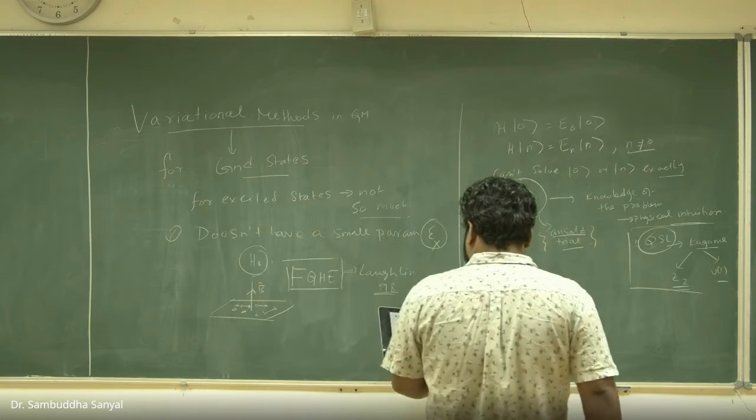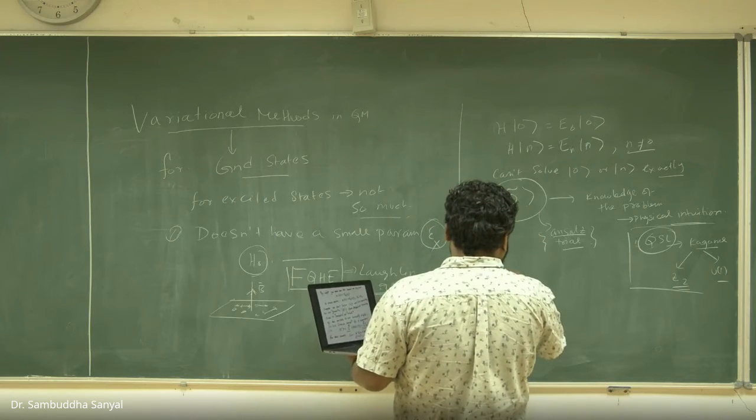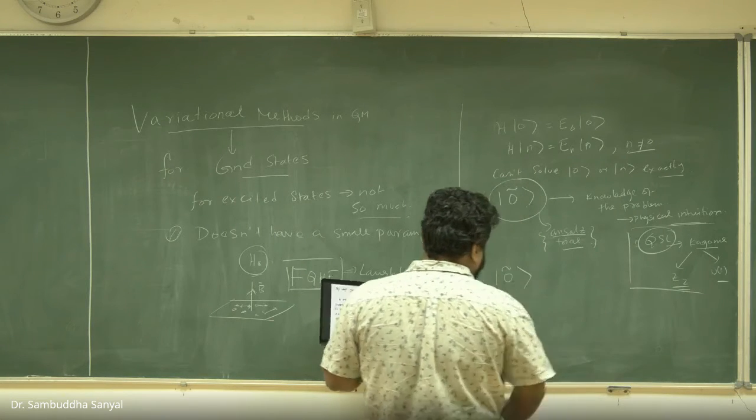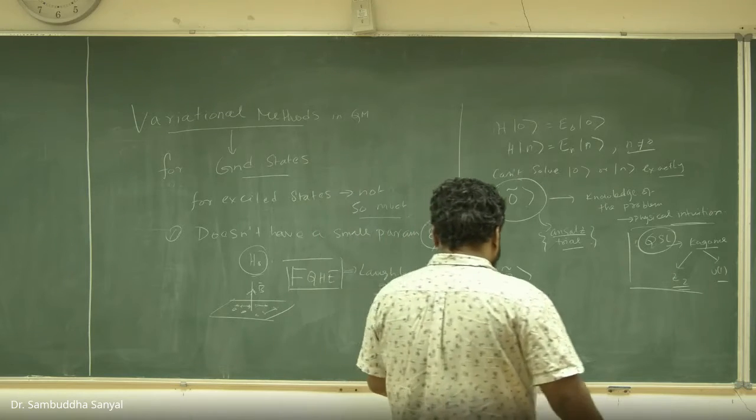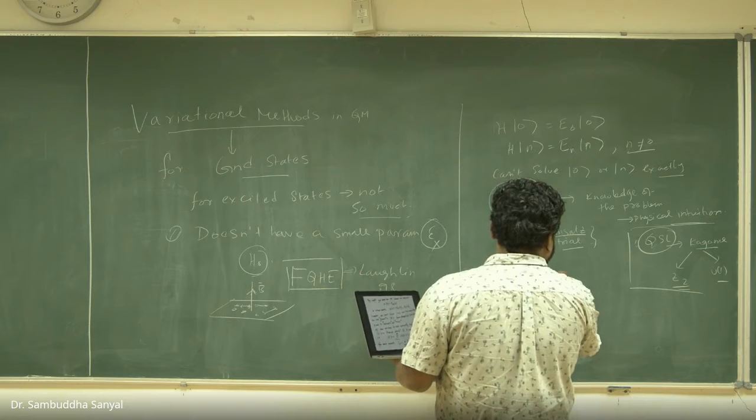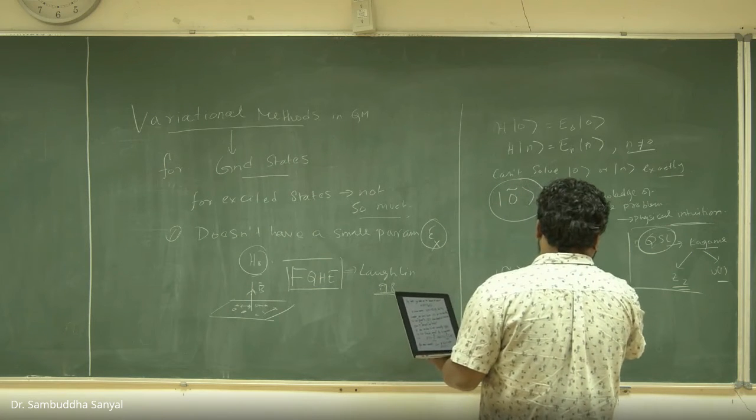Okay, let's come back to the point. So now I have a ground state which is not the correct ground state, of course, because we don't know the correct ground state. That means the correct ground state should be expressible in terms of the current ground state.